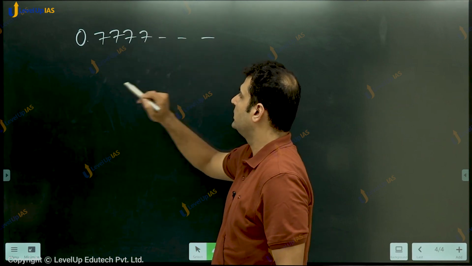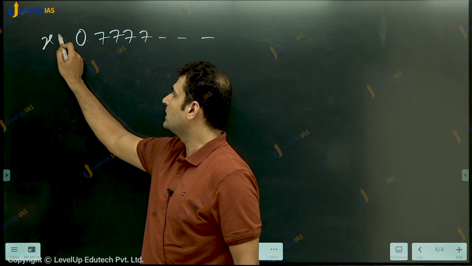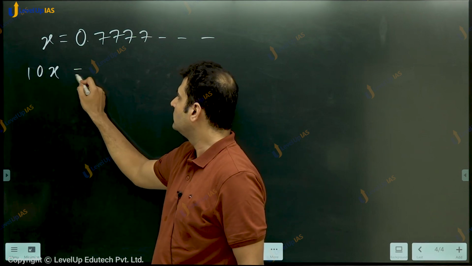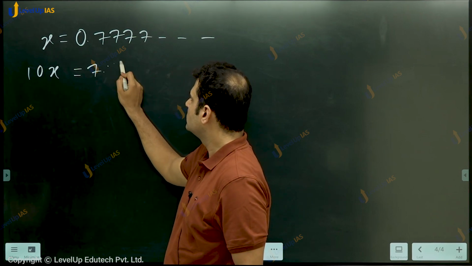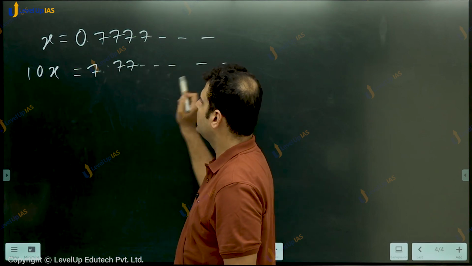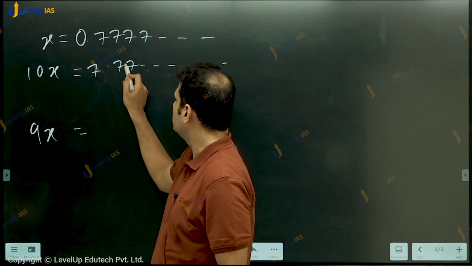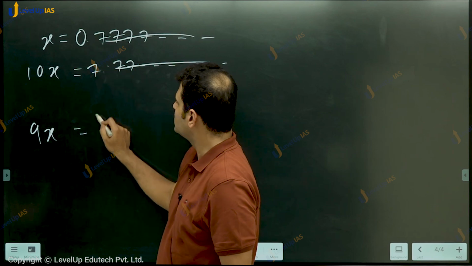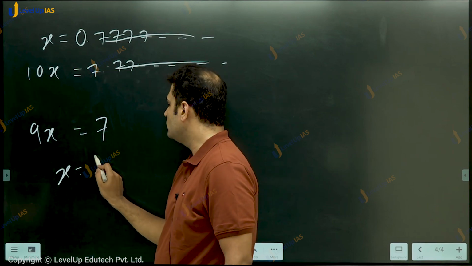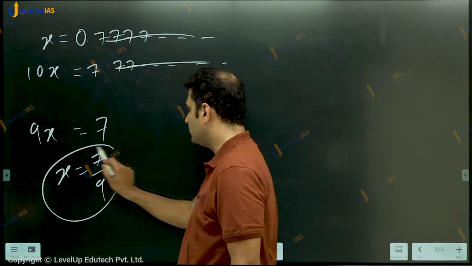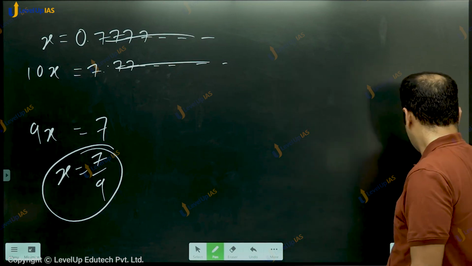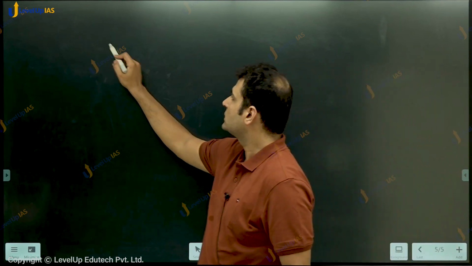Another example, let us take 0.7777 infinitely many times. So what we'll do, we'll call it x, we'll multiply it by 10, we'll get 7.77 infinitely many times, subtract, you'll get 10x minus x, 9x is equal to, this whole part cancels, 7 minus 0 is 7, so x is equal to 7 divided by 9, this is the answer.